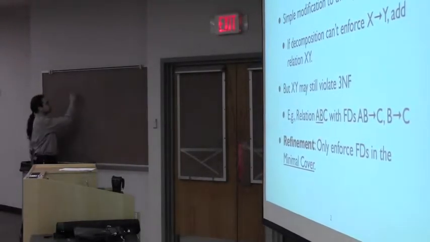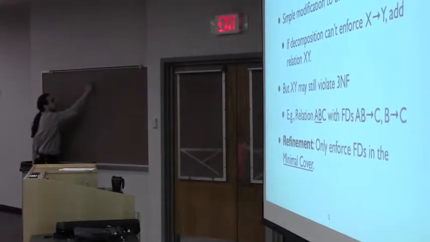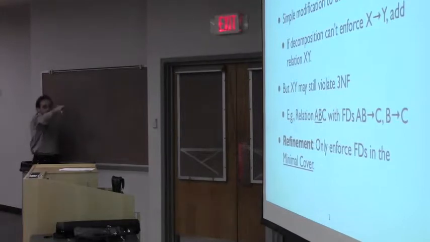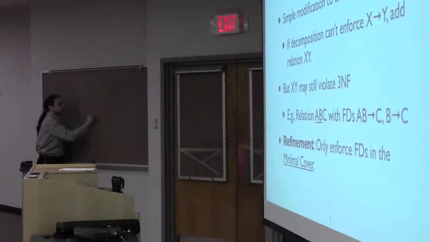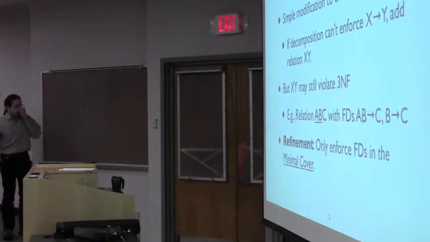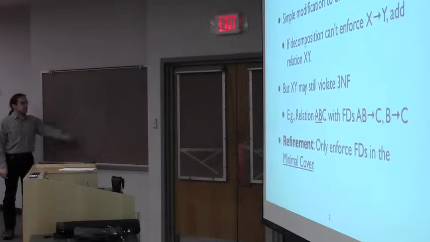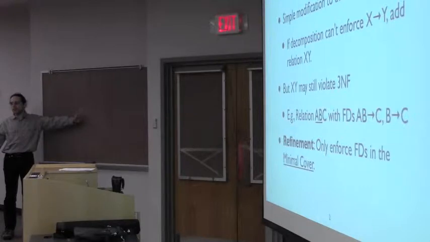So let's say we had relation A, B, C, D. Again, A, B is a key. We have those functional dependencies, and then we also have A, B goes to D. A, B goes to C, D. You can actually take this functional dependency and decompose it into two parts. So in practical terms, we talked about union and decomposition of functional dependencies.